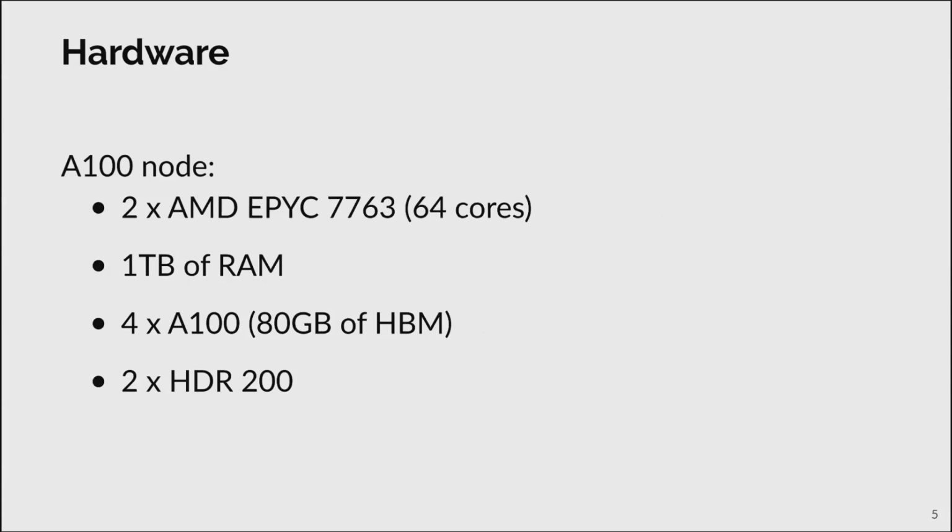I will be showing some comparison for A100s, and our A100 nodes have two AMD Milan CPUs, each with 64 cores. Sorry for the different convention. Here is the number of cores per one socket, not for the whole system. 1 terabyte of RAM, and each has 4 A100 cards with 80 gigabytes of RAM per card. And every node has 2 HDR200 NICs. Again, we will not be using them here for the benchmarks.